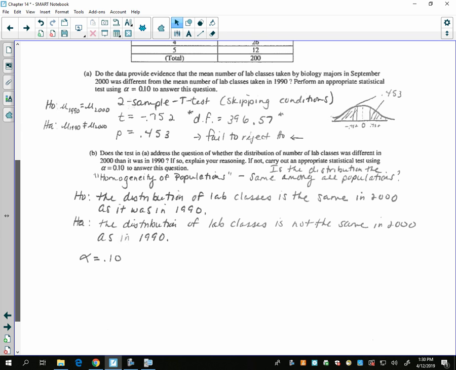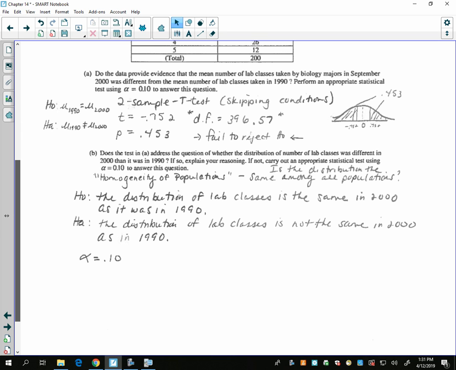So here, what we would have to do is actually carry out the homogeneity of populations. It's saying if the mean number of lab classes were different, but it's not actually addressing whether the distribution has changed. So what we would do here is actually do the homogeneity of population. So it's 2 different populations.